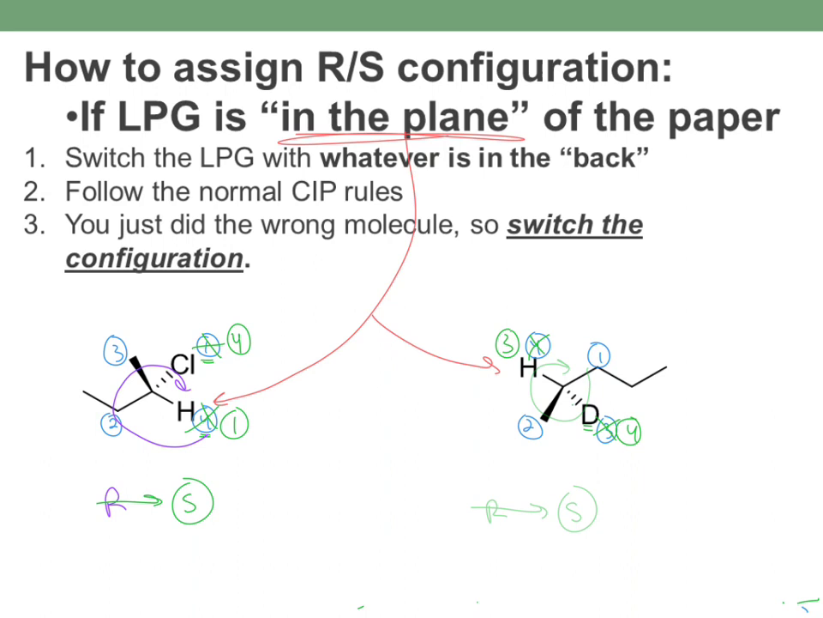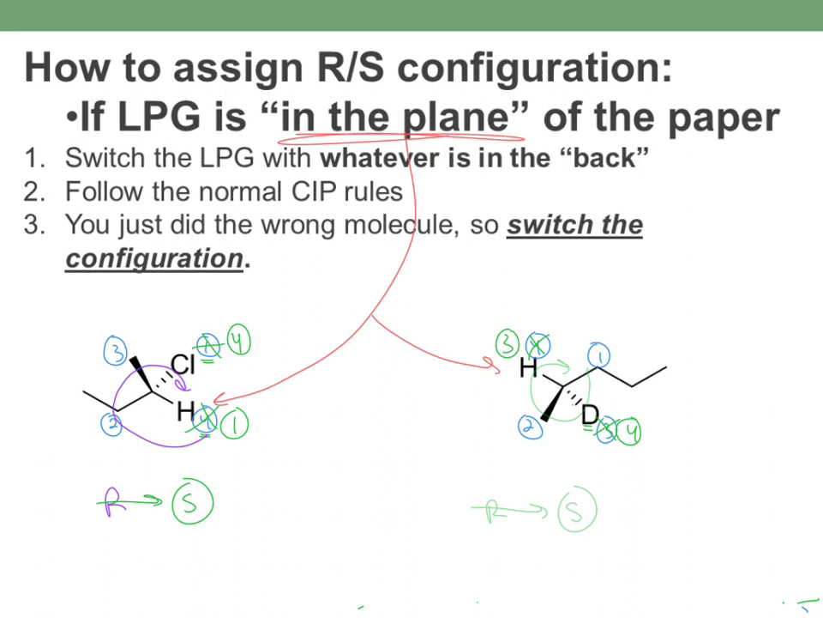If you try to just take the configuration, you have a 50-50 chance of being right or wrong because you're not looking at it right. If you try to take it and switch it, you have a 50-50 chance of being right or wrong because you're not looking at the right molecule. This is the only way that you can get it right 100% of the time. If you do this, you'll get it right 100% of the time, assuming that you've assigned your priorities right and everything.